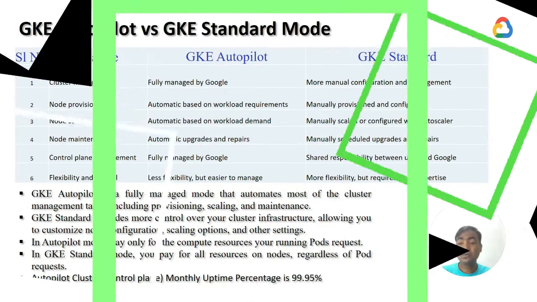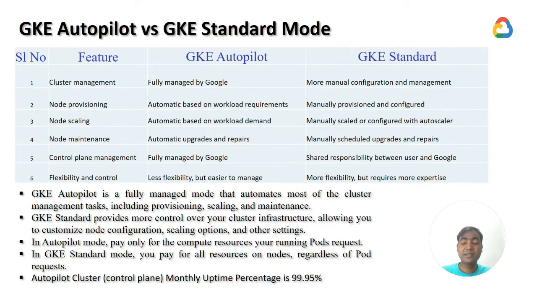Guys, in the Google Kubernetes Engine service level agreement, the service level agreement means the agreement between the customer and Google as a cloud provider. Then Google Cloud provides the customer a monthly uptime percentage, as the autopilot cluster control plane has 99.95% and autopilot pods in multiple zones have 99.9%.